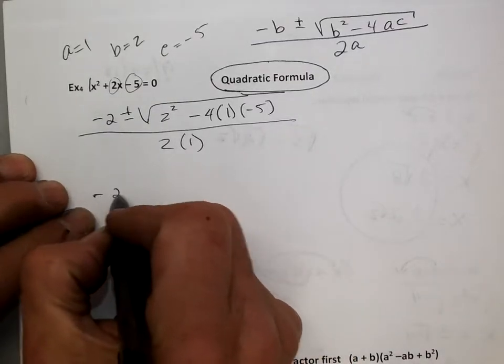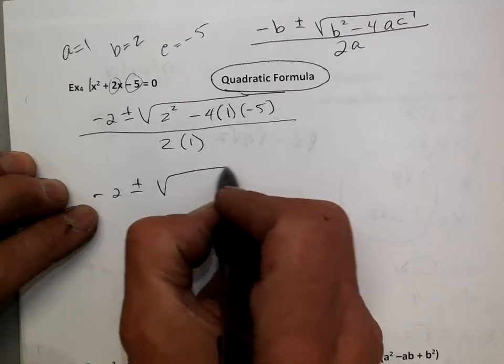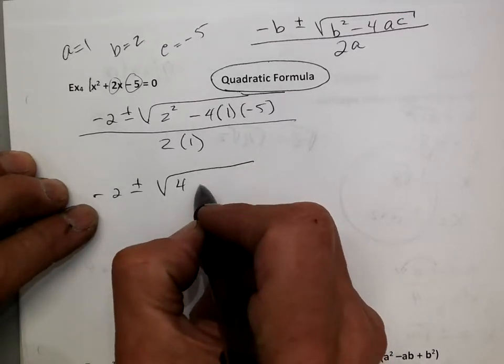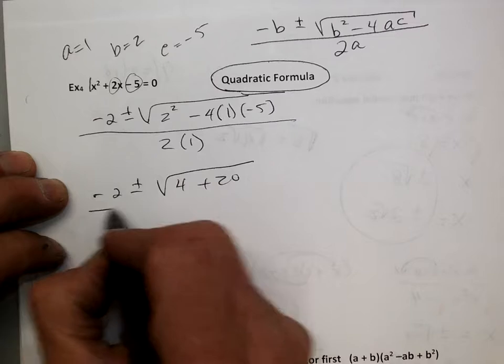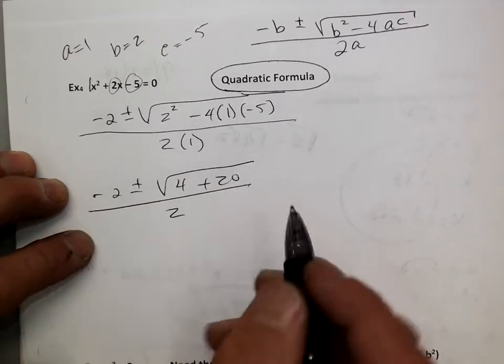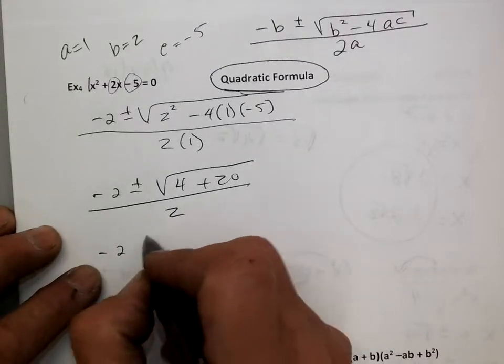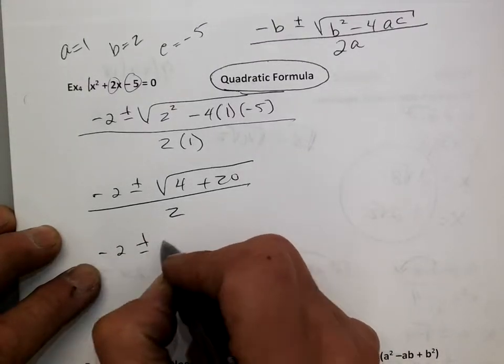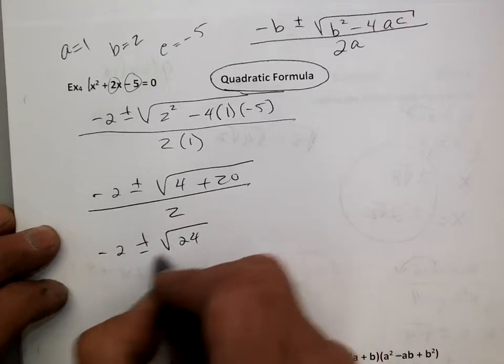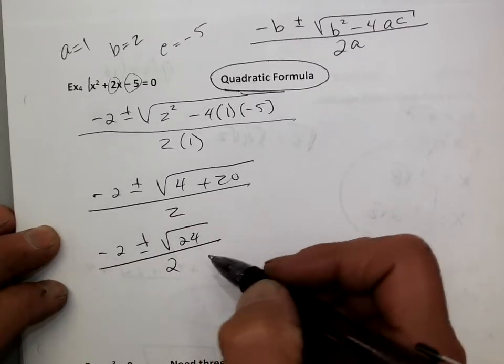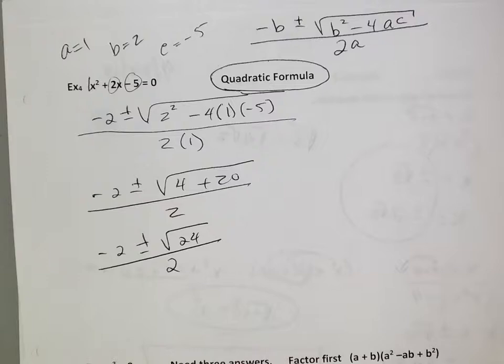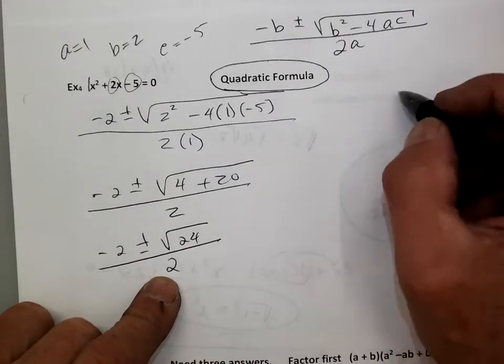Now let's simplify it. Go negative 2 plus or minus the square root of 4 plus 20 all over 2. How am I doing? So then I'm going to go negative 2 plus or minus the square root of 24 all over 2. So all it is just add, subtract, multiply, divide. That's all it is.